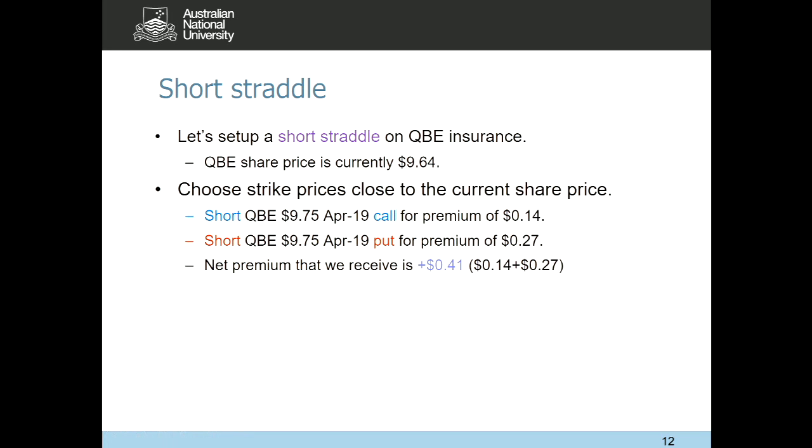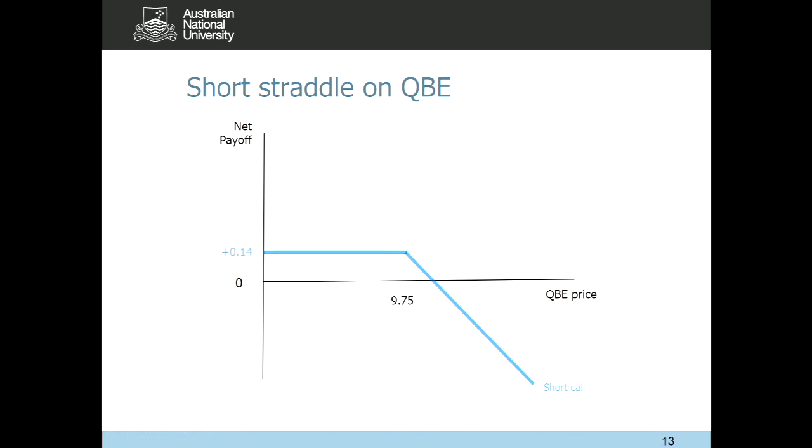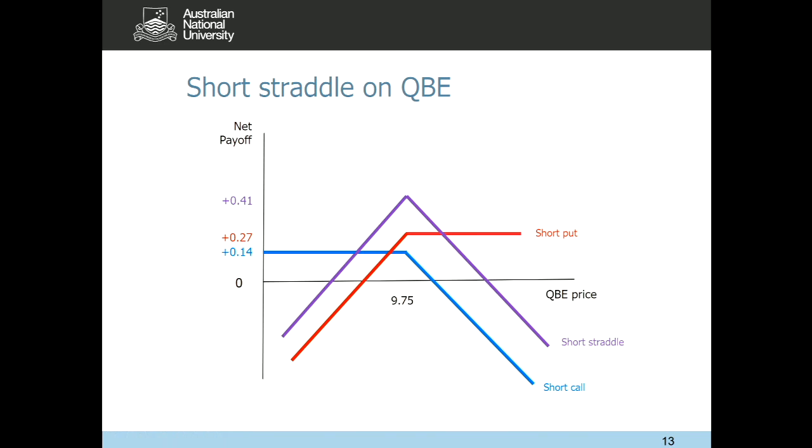The short straddle is the opposite of the long straddle: we short a call and we short a put with identical strike price. They both have a strike price of $9.75. Because we short the options this time, we're going to receive the premium, right? So we receive 14 cents from the call and 27 cents from the put. In total, we receive 41 cents upfront. Once we set up this short straddle, we would hope the share price would finish exactly at $9.75 one month later. The maximum gain we're going to get is the net premium we received upfront, 41 cents. If the share price finishes really high or really low, we're going to lose money, right?